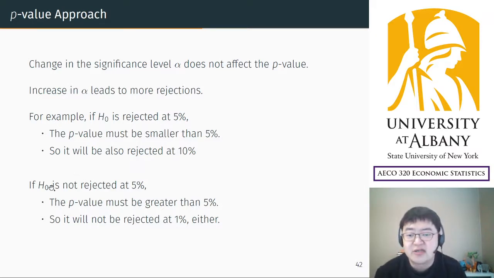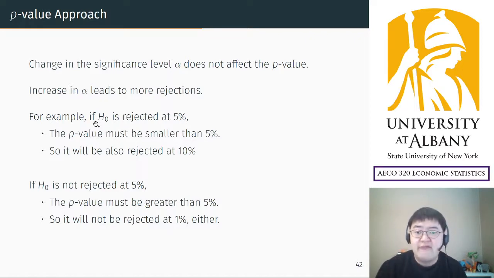And vice versa, if H0 is not rejected at 5%, which means the p-value is greater than 5%, then any significance level smaller than 5% cannot reject either, because the p-value is already greater than 5%. So you can go the other way.